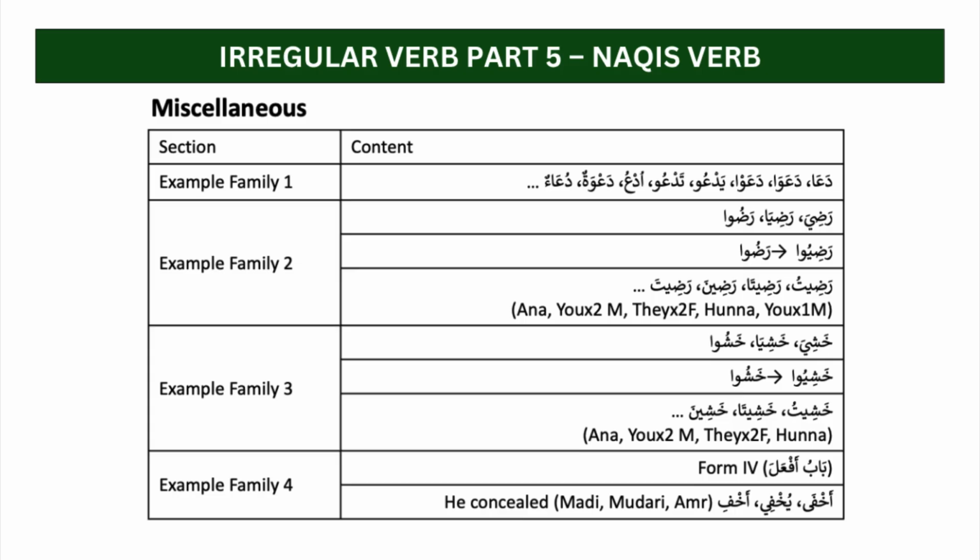This slide teaches us that the logic of fil naqis continues beyond the basic forms. It appears in ismul maf'ul, in derived patterns like Form 4, and across wider word families. Wherever the weak final radical creates heaviness, Arabic works to make the form lighter.